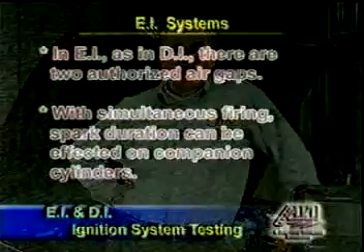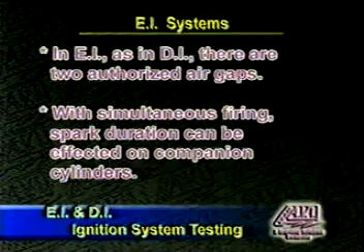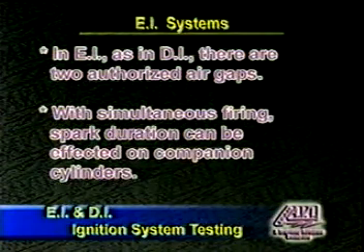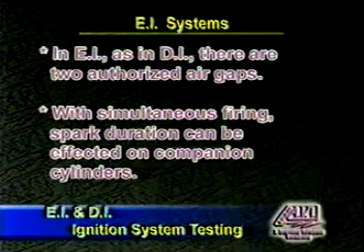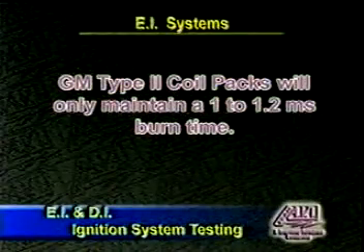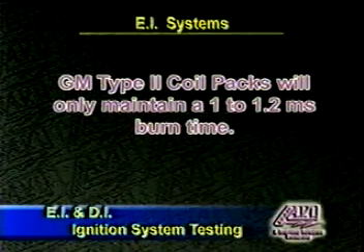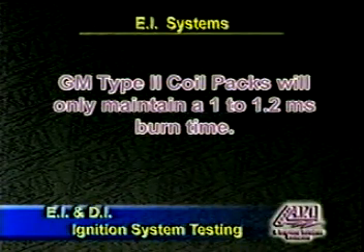The reason why we're saying that is if you have an unauthorized air gap on one side of an EI or DIS type system, it's going to affect the spark duration of both, let's say, companion cylinders 1 and 4. So with that in mind, it's going to be real critical on EI, as it was on DI, to look at your minimum spark duration values. Now, I know we said this before, but remember, General Motors Type 2 DIS coil packs on their EI systems will only maintain a minimum spark duration of 1 to 1.2 milliseconds. So we will tell you that on those systems, if you see a spark duration below 1 millisecond, there is something wrong with the system.